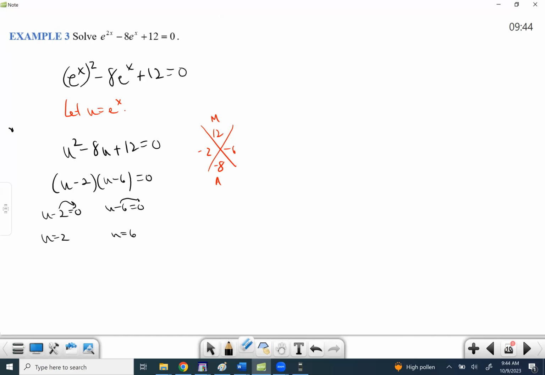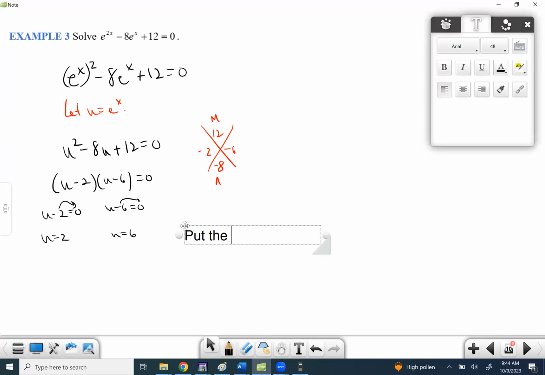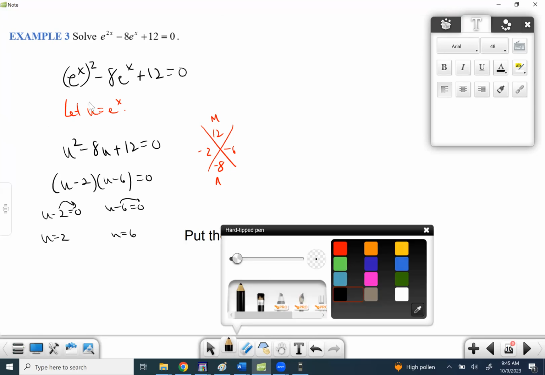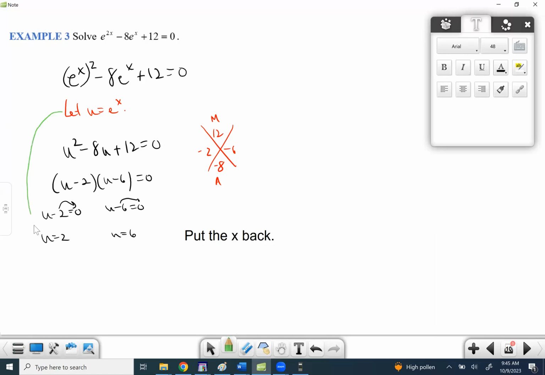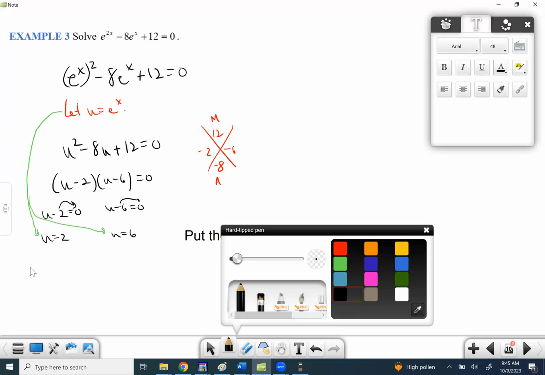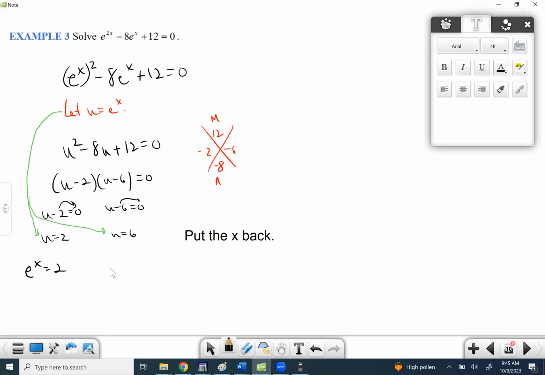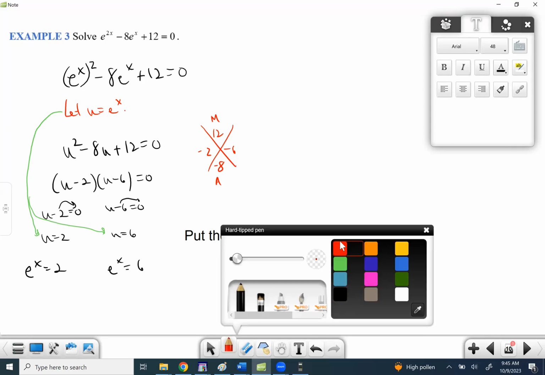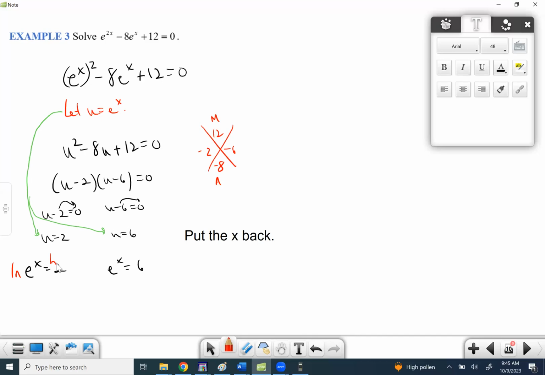Now at this point, you've got to make sure that you put x back, because remember, the original problem had only x's. So we are going to have to put x back. So we're going to use the u-substitution in the other way, right? Okay, so what is u? Well, if we go to the red, we can see that u is e to the x. So we're going to use that again right here. So I'm just going to have some arrows pointing to this. So our next line is going to say e to the x equals 2, e to the x equals 6, and we'll have to solve the exponentials. So we know that we take the natural log of both sides.